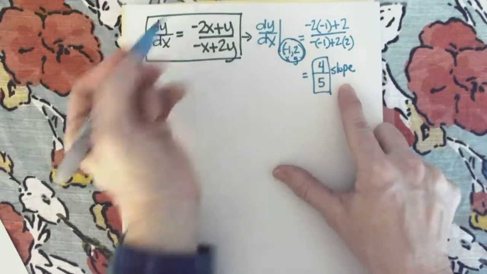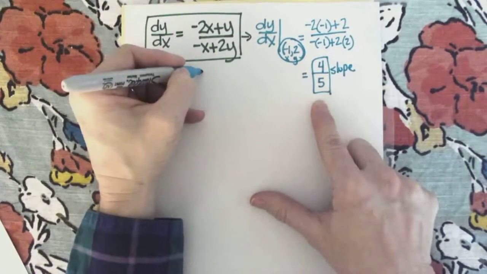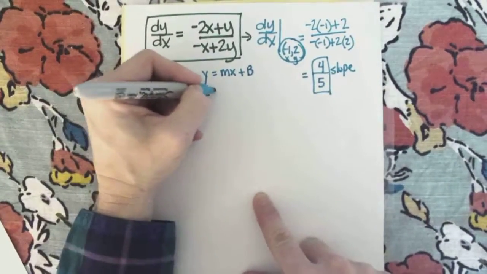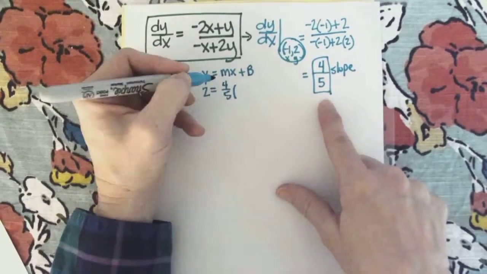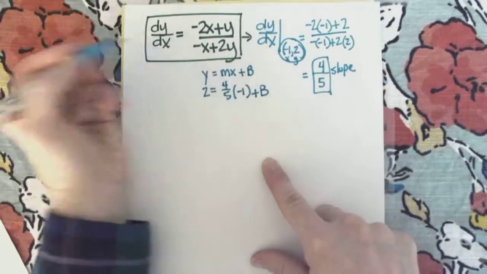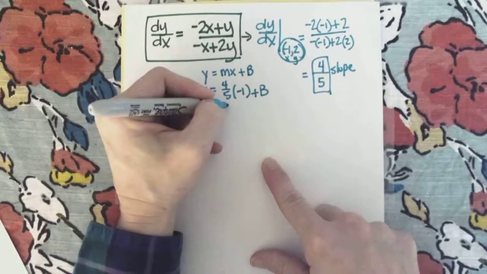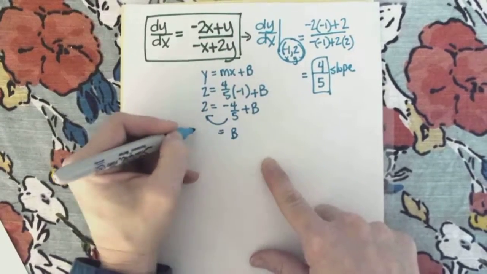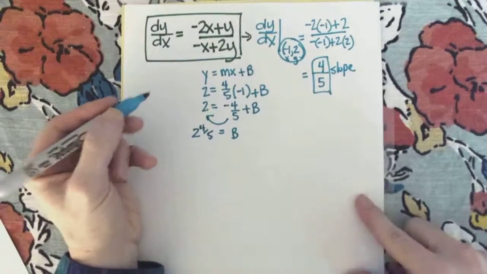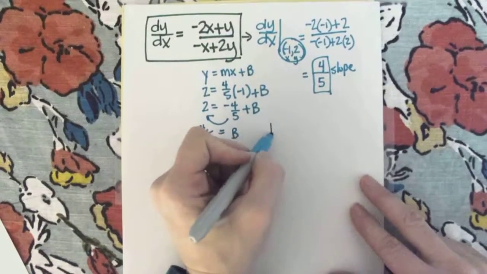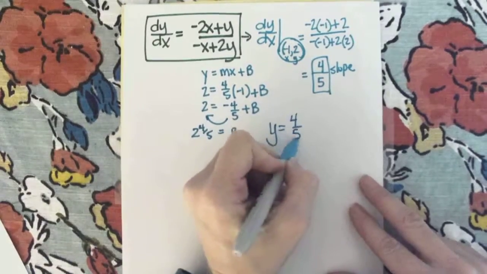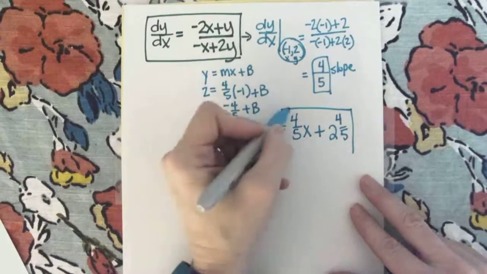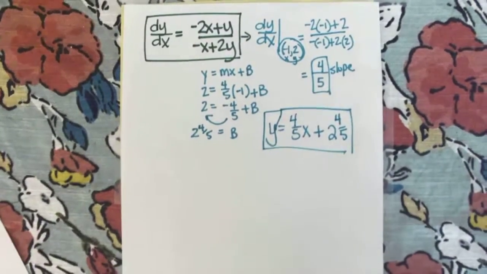Using this slope with this point, I'm now going to write my equation of the tangent line. So using y = mx + b, my y value is 2, my slope here is 4/5, my x is -1, and solving for b, I'm going to have 2 = -4/5 + b, and when I add 4/5 to the left side, I'm going to get 2 and 4/5. Final answer, equation of the tangent line, y = 4/5 x + 2 and 4/5. There we go. And that is example 4.